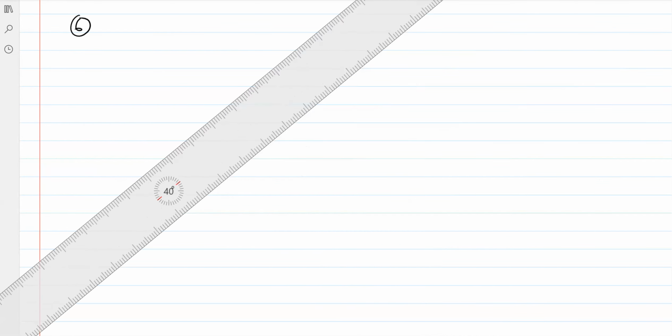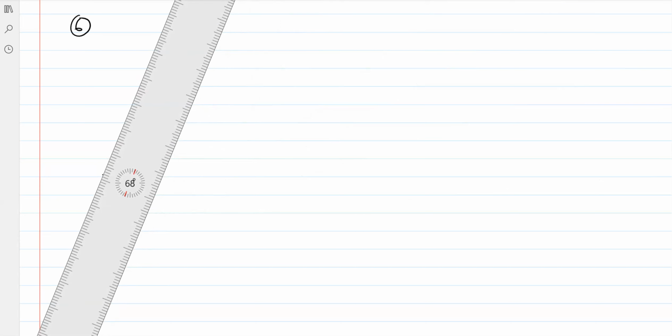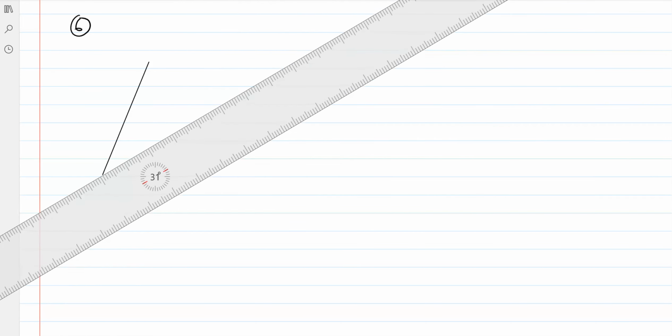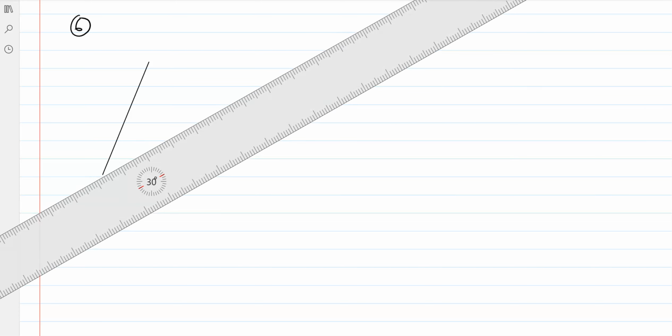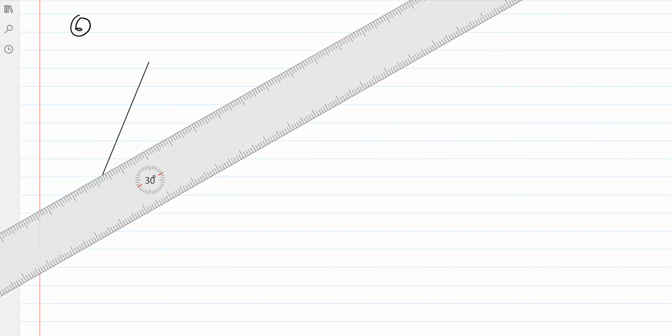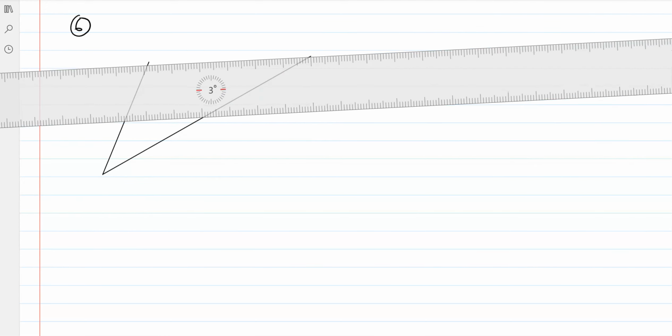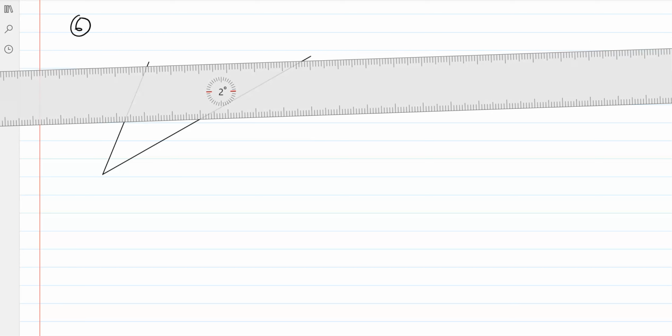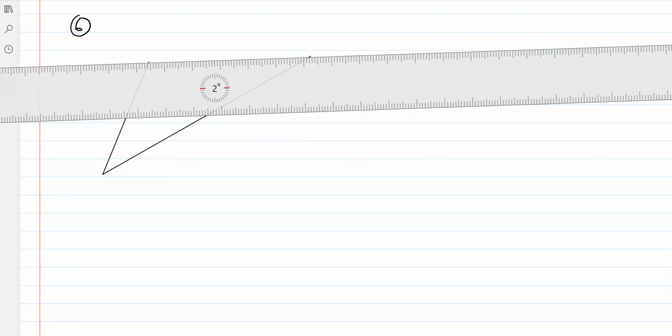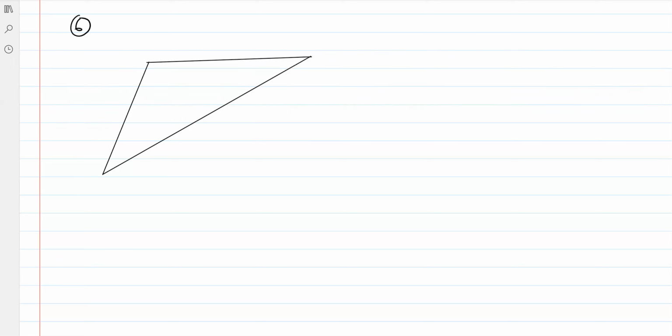So number 6. Last one again, still trying to find x. Ruler, pencil, get this drawn. Remember, not to scale. Try and be neat. There we go. So A, B, and C is what you're given.